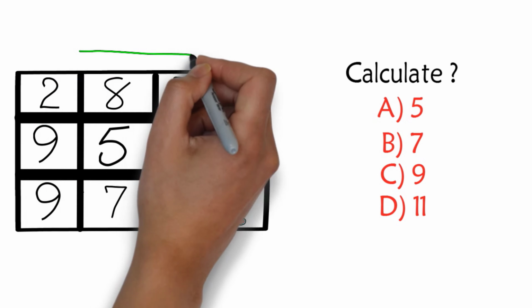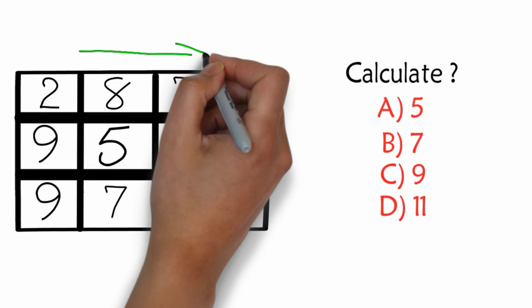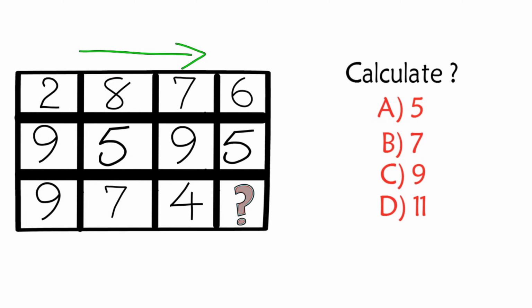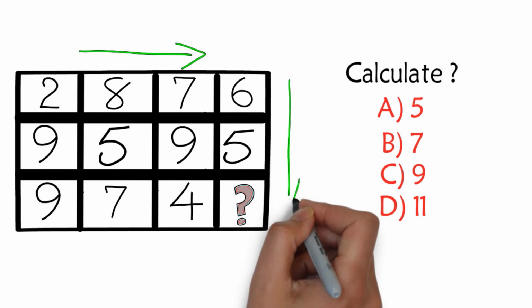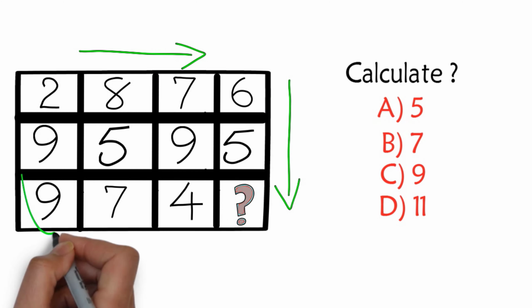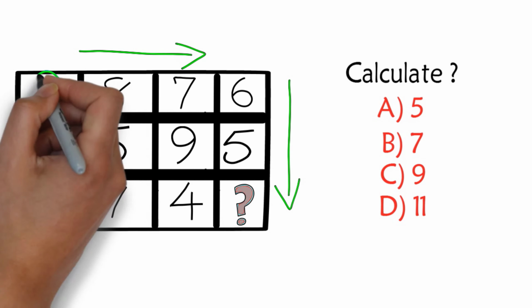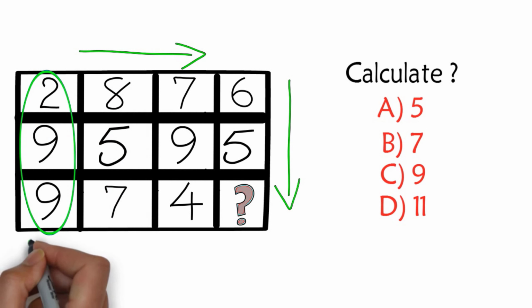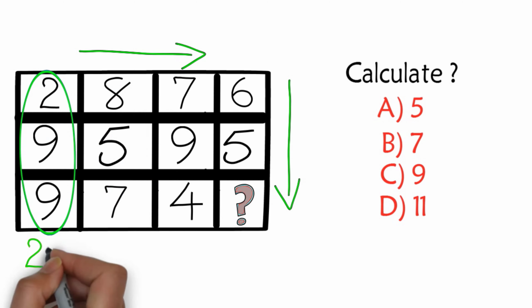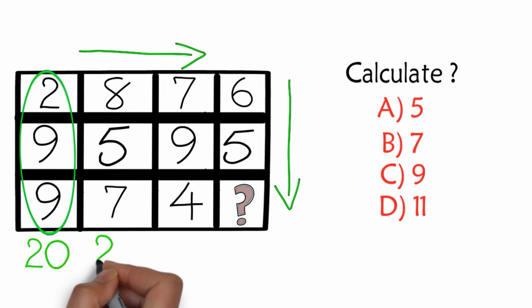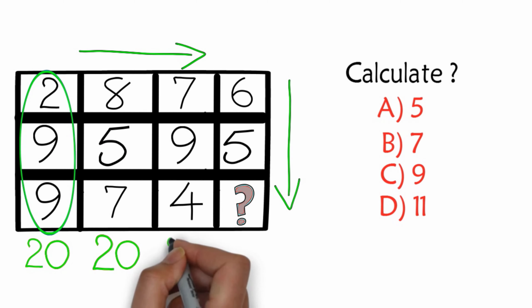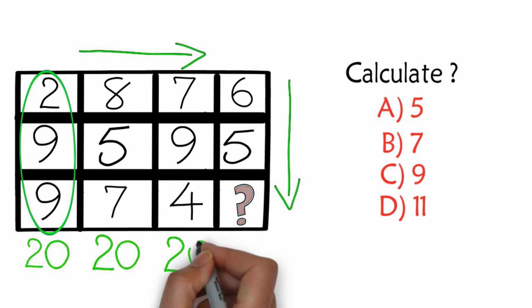The key to solving this problem is to determine the pattern. And the pattern can be either in the rows or in the columns. In this particular case, let's check the columns first. And then what you see is that each column adds up to the value of 20. For example, 2 plus 9 plus 9 is 20. 8 plus 5 plus 7 is 20. 7 plus 9 plus 4 is 20 as well.